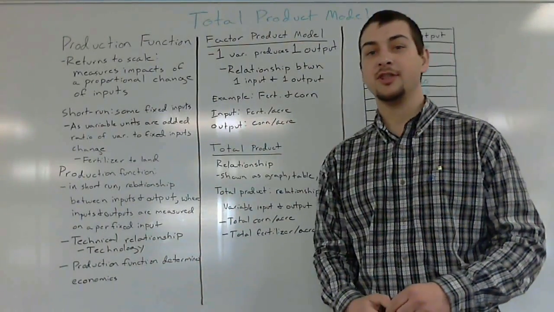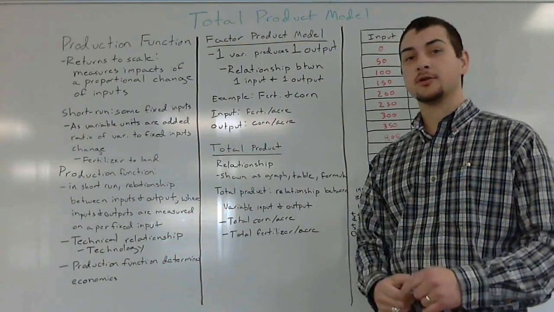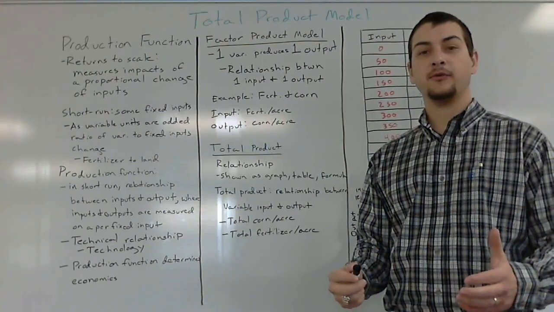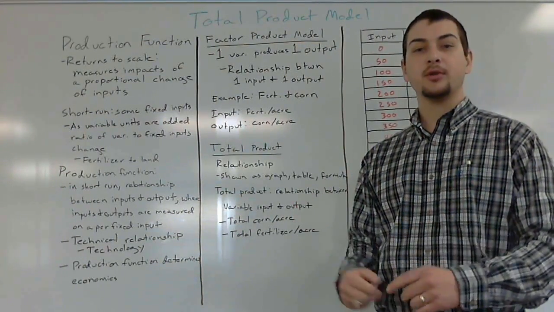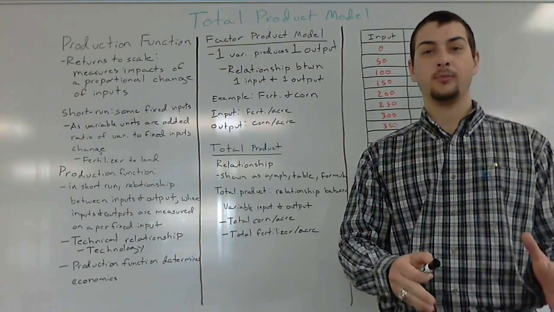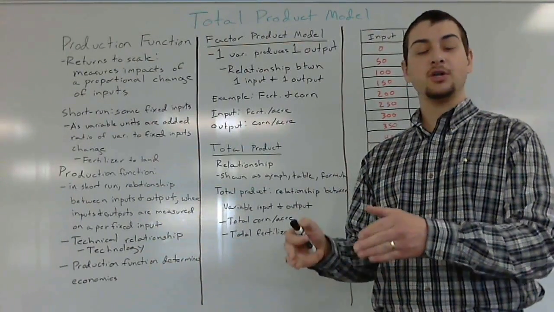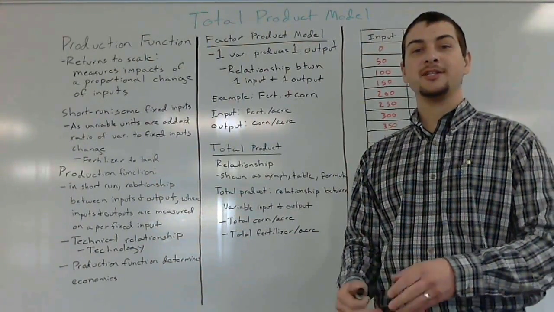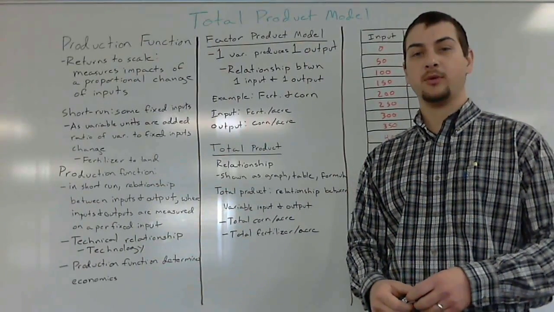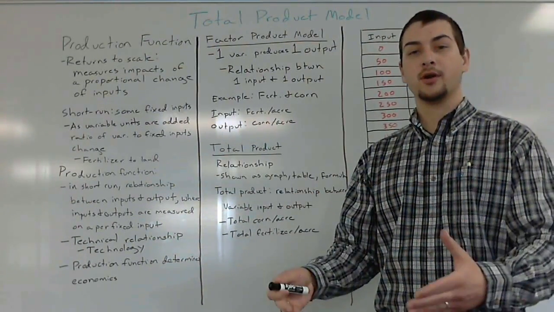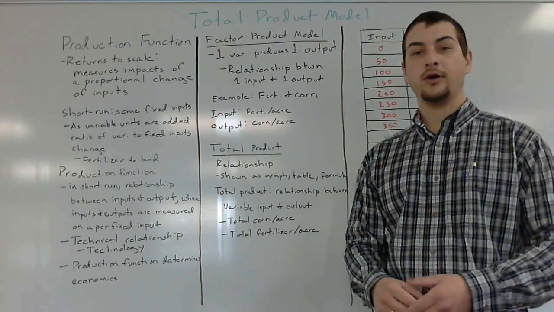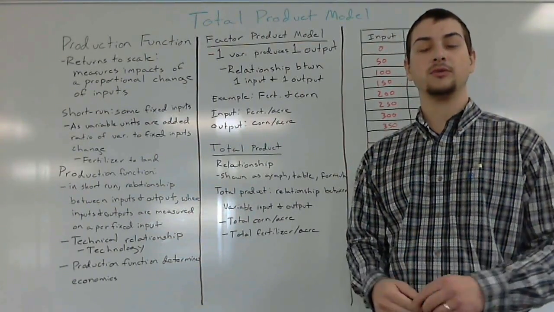The production function then leads into this factor product model. Whenever we're talking about the factor product model, we're going to be evaluating how one variable input affects one output. We're looking at changing only one variable input and seeing how that affects the amount of output that we get out. So an example of that would be, we're going to look at how much fertilizer affects the growth of, say, corn, or the yield of corn.